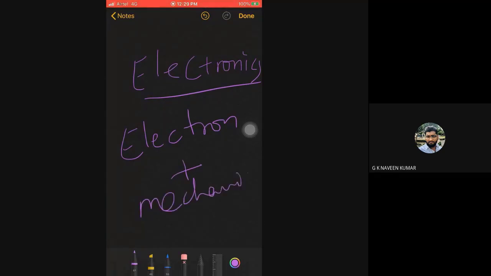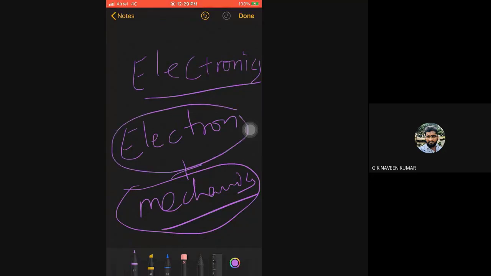What is electronics? If you divide it, this is electron plus mechanics. Mechanics, what do you mean by mechanics? In simple words, it is motion. The motion of an electron, in either a semiconductor device or any device. The motion of an electron is nothing but electronics.